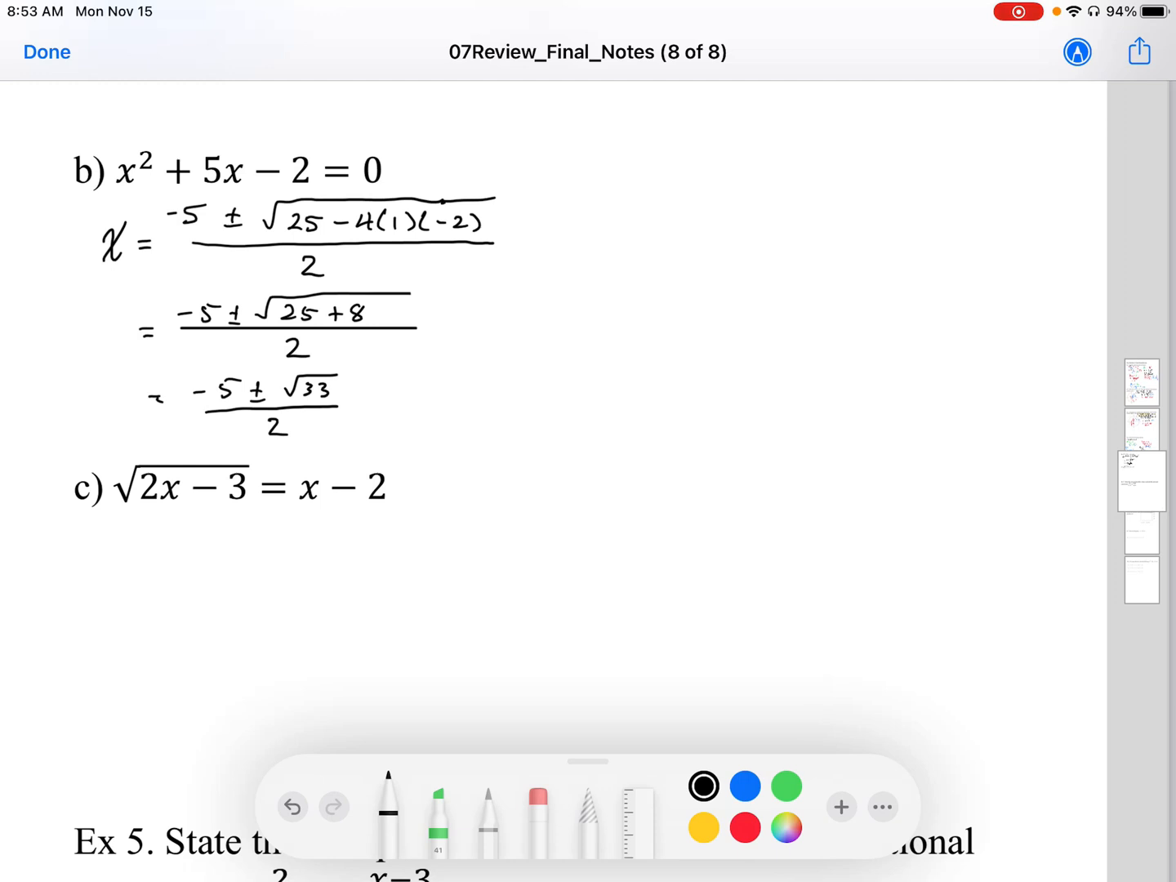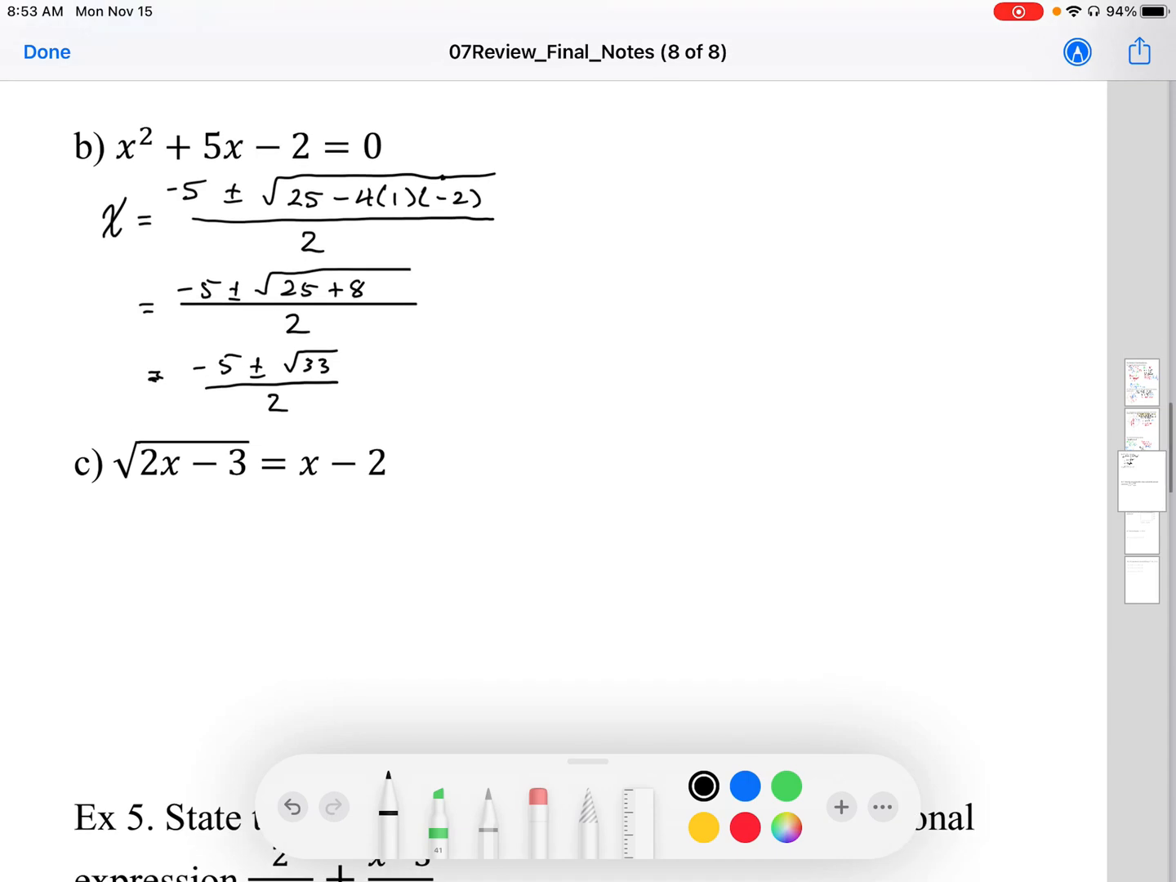So our solution is going to be that in its exact value: -5 plus root 33 divided by 2, and -5 minus root 33 divided by 2. If we need a decimal value, we can work this out. But unless a decimal value is needed, we're just going to leave our answers like that.